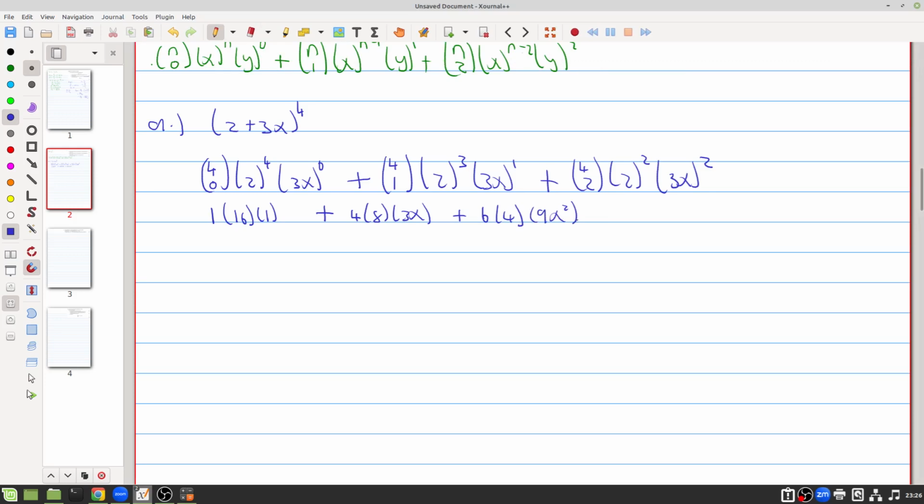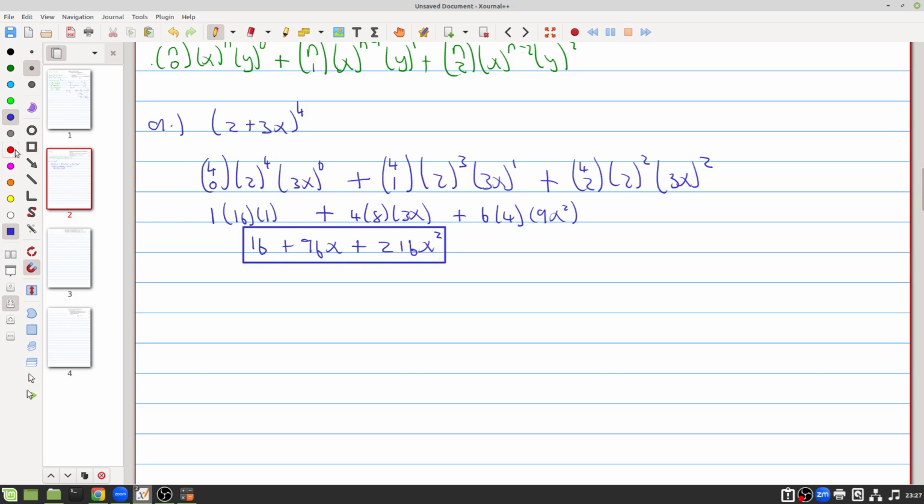Okay, so 1 times 16 times 1 is 16. Then we've got 4 times 8 is 32, times 3 is 96x. And then I'm going to do 4 times 9 is 36, times 6 is 216. So 216x squared. So there we go. That's our first 3 terms in the expansion. Good. Ascending powers of x, so we start from x to the power 0, then x to the power 1, then x to the power 2.